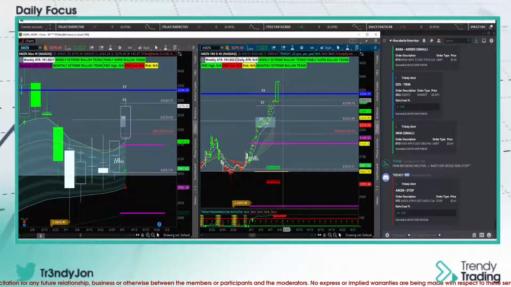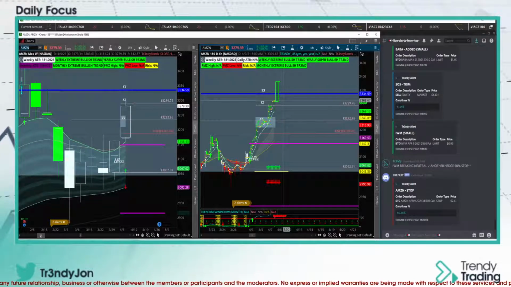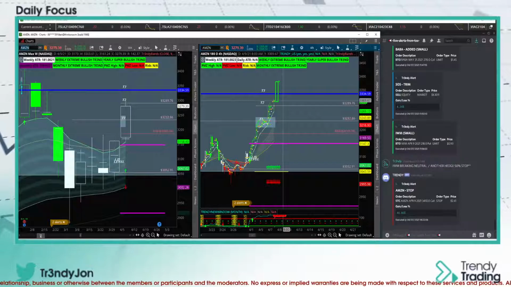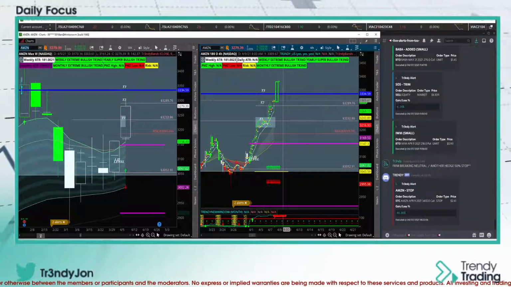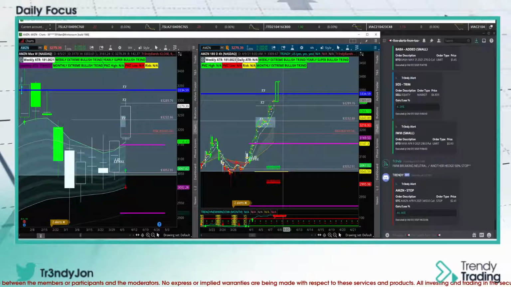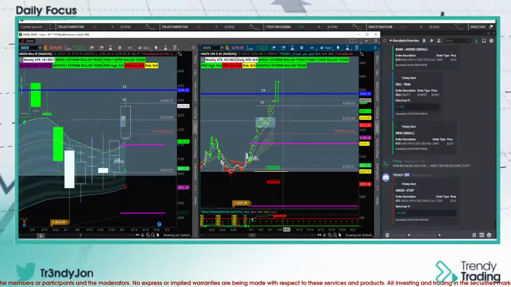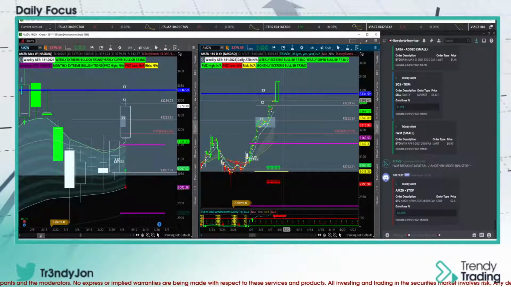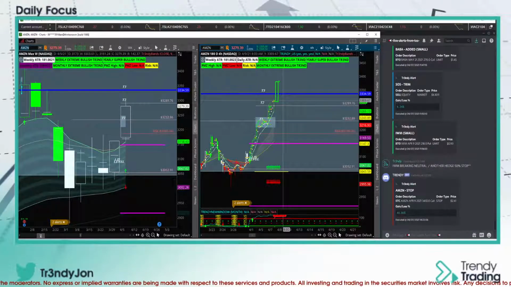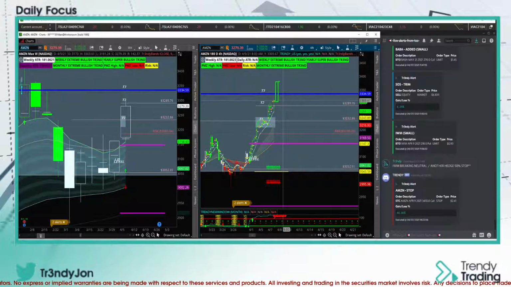My levels work. They're the best levels out there. I would put that up against anything. I challenge you. Our levels are the best levels out there. We use them every single day. Every one of my trades are an entry, stop, and target. Capital preservation is always on my mind. That's the most important thing.